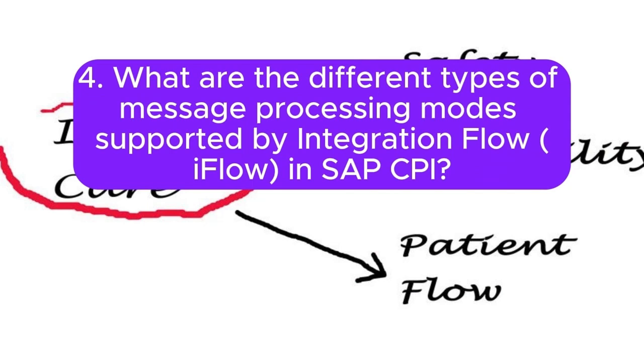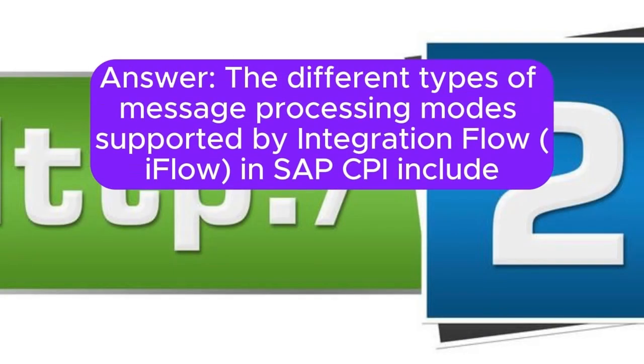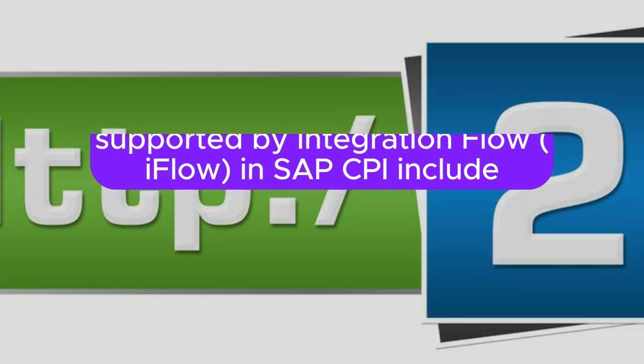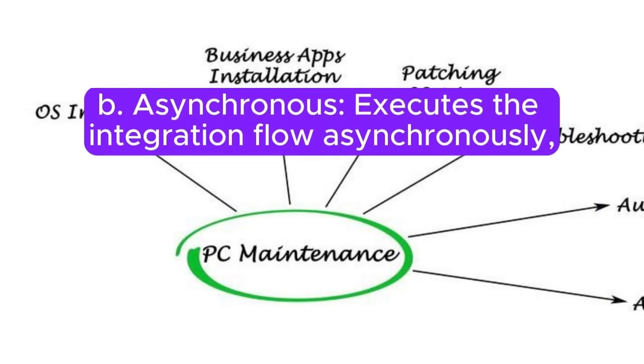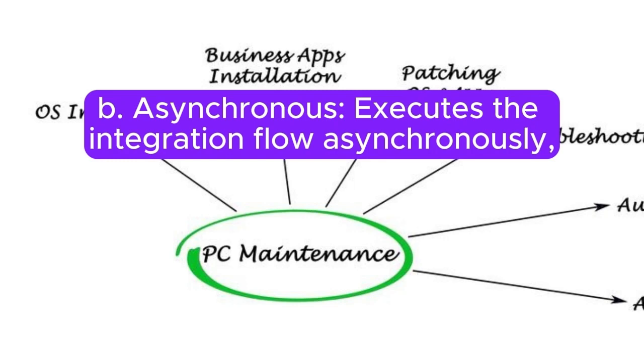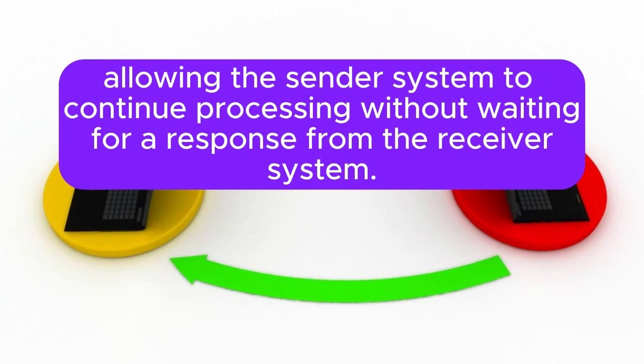4. What are the different types of message processing modes supported by integration flow iFlow in SAP CPI? Answer. The different types of message processing modes supported by integration flow iFlow in SAP CPI include: A. Synchronous, executes the integration flow synchronously, waiting for a response from the receiver system before completing. B. Asynchronous, executes the integration flow asynchronously, allowing the sender system to continue processing without waiting for a response from the receiver system.